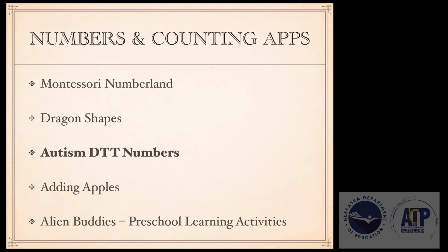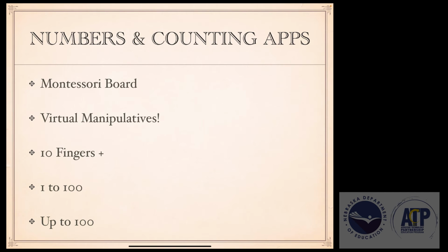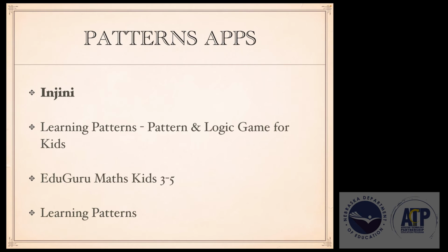That's Autism DTT Numbers. Actually, Autism DTT does a lot of different ones. It's discrete trial trainer setup. Numbers, other more numbers and counting apps, Montessori boards, virtual manipulatives, 10 fingers, 1 to 10, up to 100. Patterns, there's a really nice set of apps and a lot of different games that work on patterns.